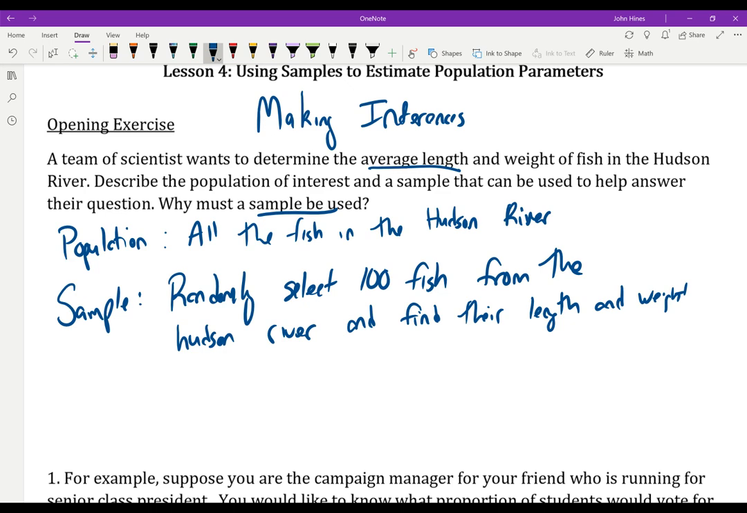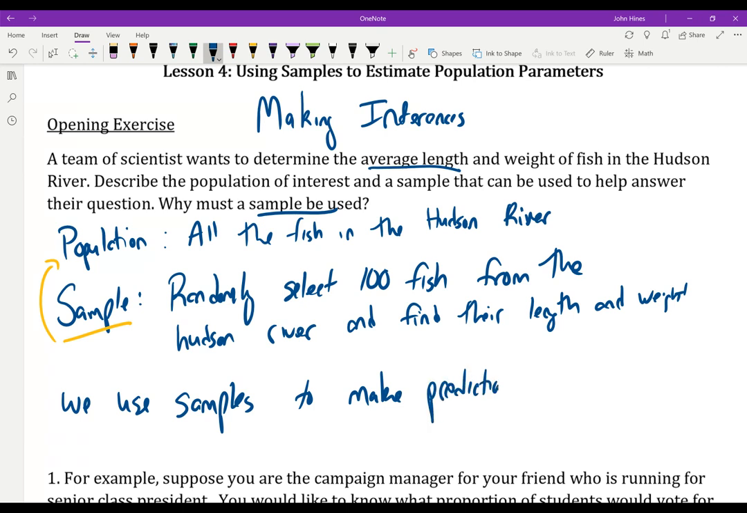So the key thing is we're going to use a sample to make a prediction about the population. We use samples to make inferences, to make predictions, to make an inference about a population. Instead of asking everybody or looking at everybody, how about we look at a sample of that population and see what their average is, and then we can guess about the overall population.